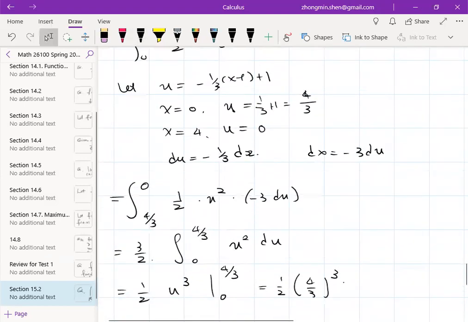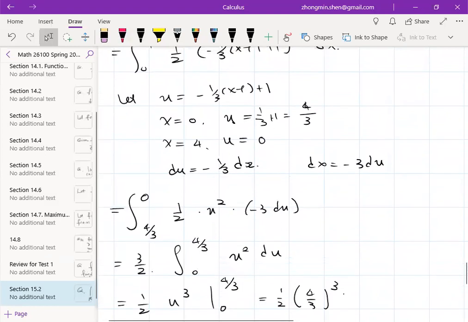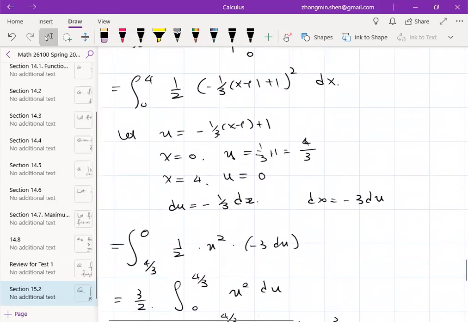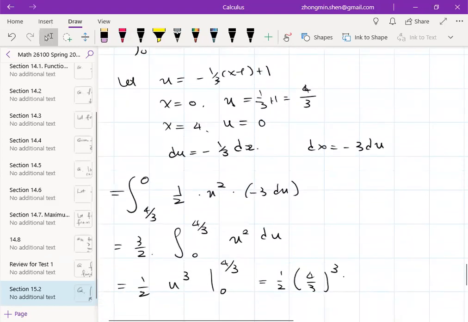Yeah, the substitution I think is good here to simplify my computation. Otherwise, I have so many terms. When you square, at least I have 3 terms: x squared, x, and the constant. So now I only have 1 term, just u squared. Then I find the antiderivative.